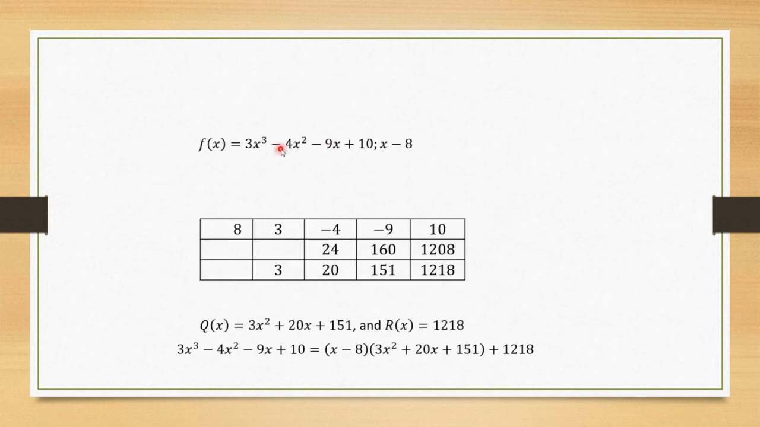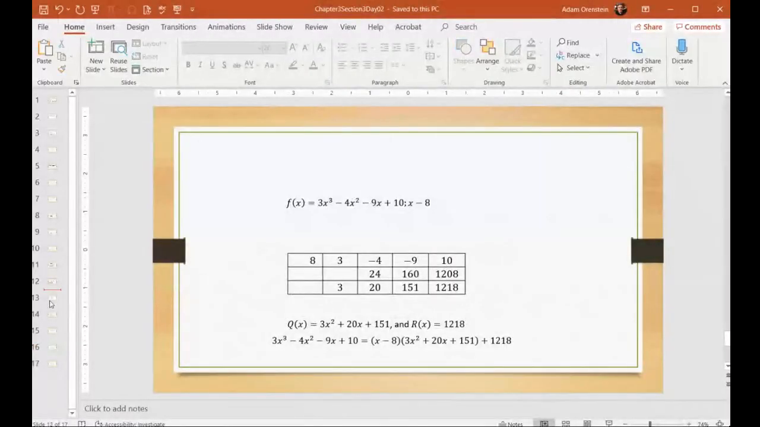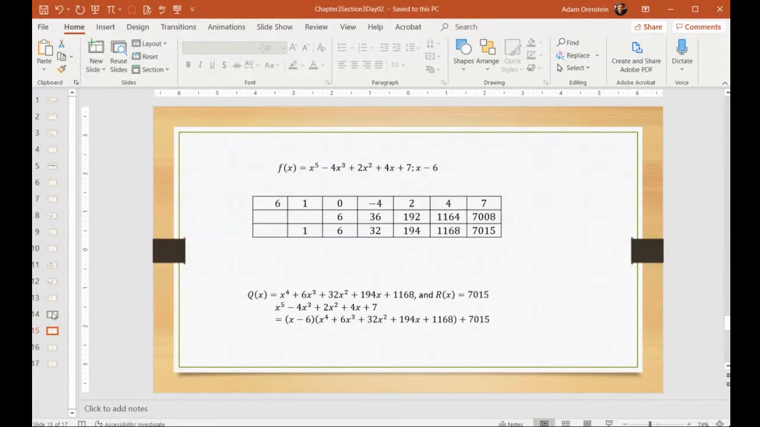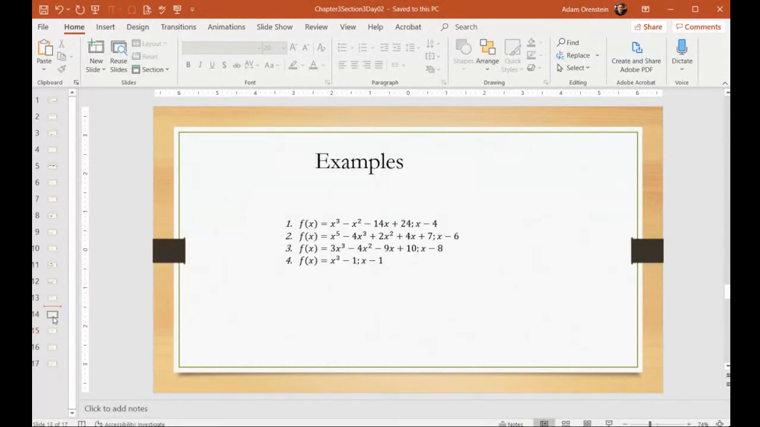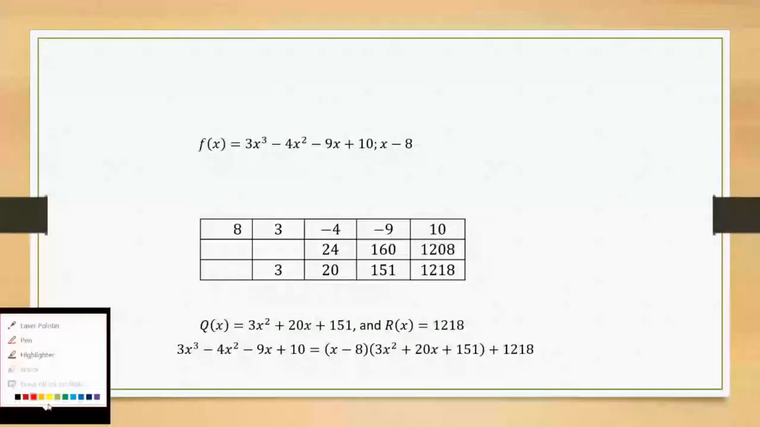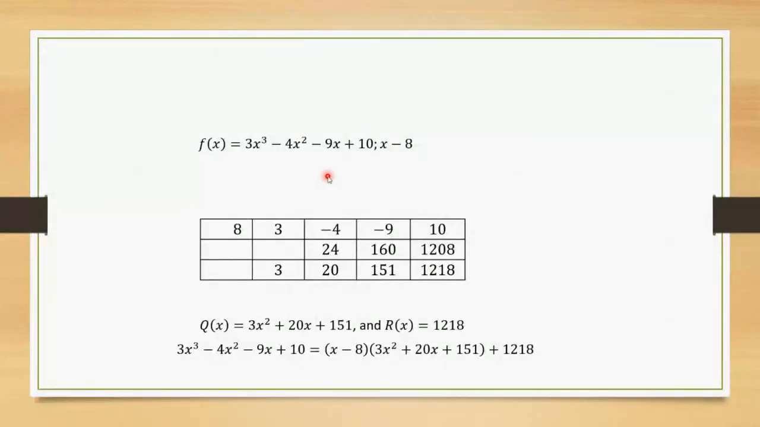Okay, let's do the next one. Let me just check something. Okay, I don't think I made a mistake there. So this is our next one: 3x cubed minus 4x squared plus 9x plus 10, and we have x minus 8.